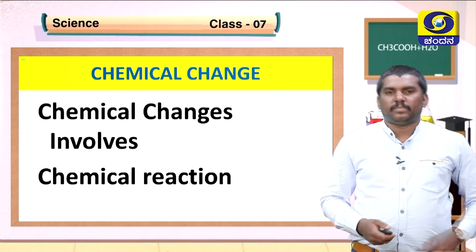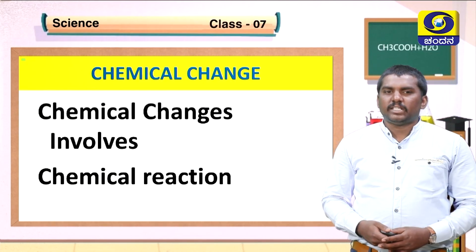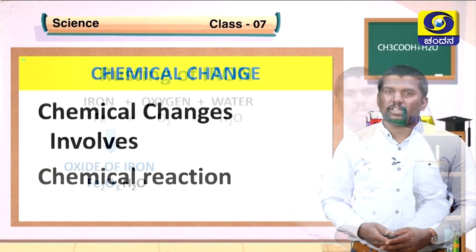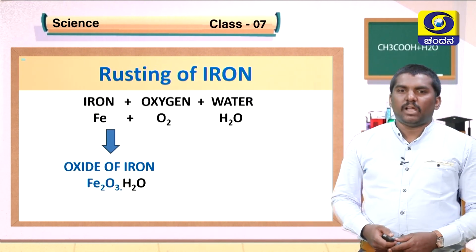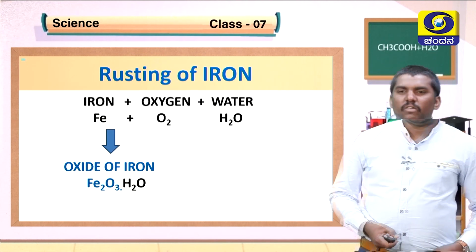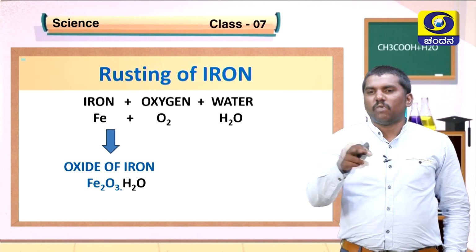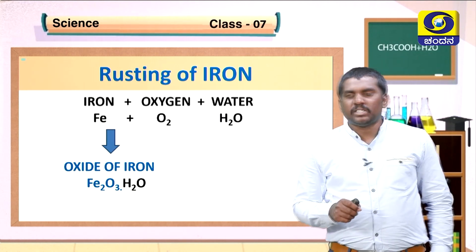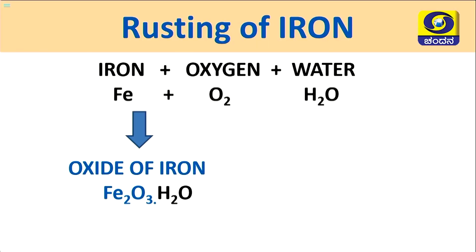Chemical change. Chemical changes involve chemical reactions. Consider an example of rusting of iron. Students, what did you observe in that video? Iron gets converted into rust. What happens there? The symbol of iron is Fe. Oxygen is present in the atmosphere. Water content is also present in the atmosphere in vapor form.